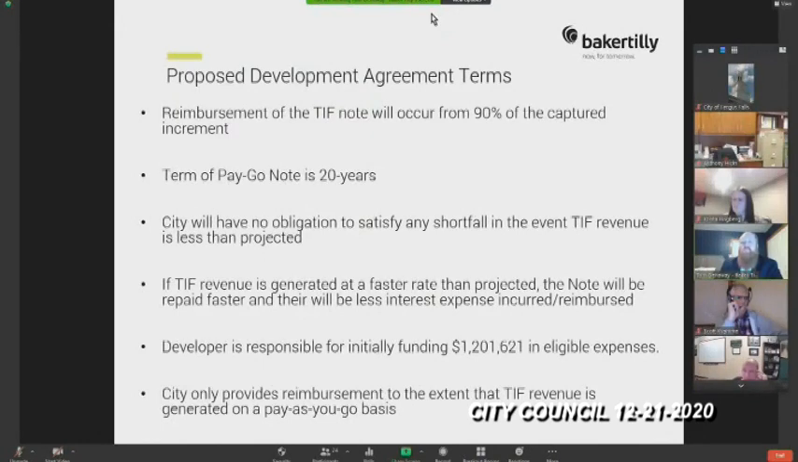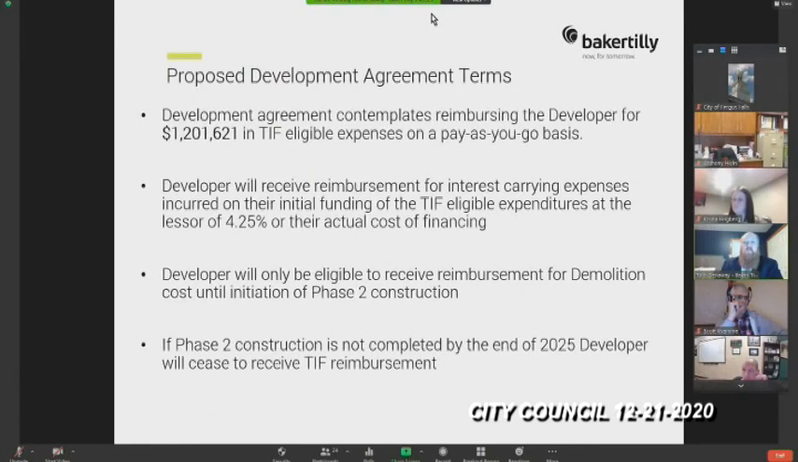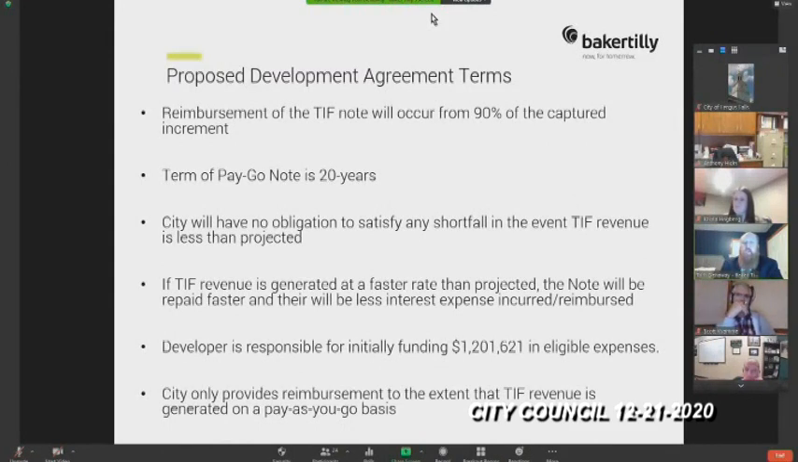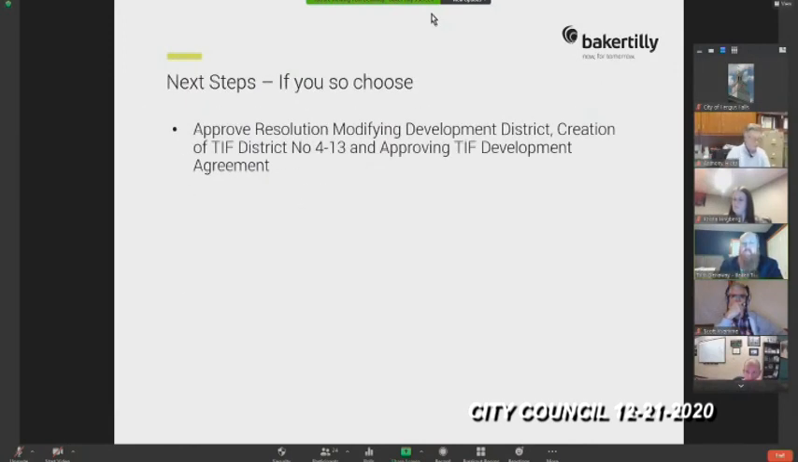So a couple more final terms are that the reimbursement of the TIF note will occur from 90% of the generated or captured tax increment. So the developer and the properties will pay their taxes as normal. The portion that is eligible to be captured by TIF will be captured by the county, sent back to the city, and then the city would take 90% of that revenue that's received twice annually, and they would make payments to the developer against the repayment of that $1.2 million in principal. And the developer would receive payment each year of a principal and interest amount.